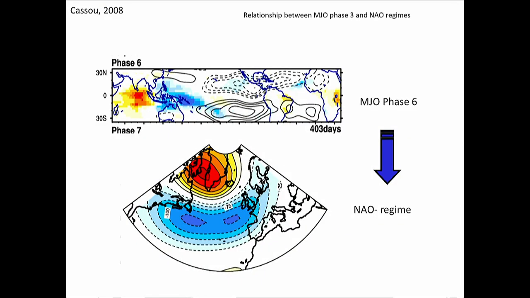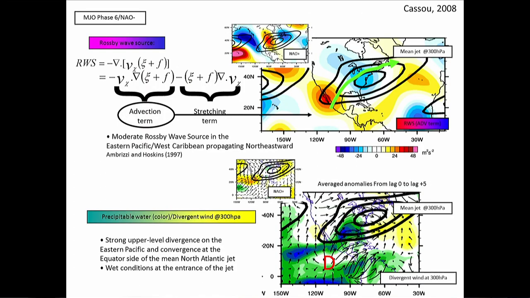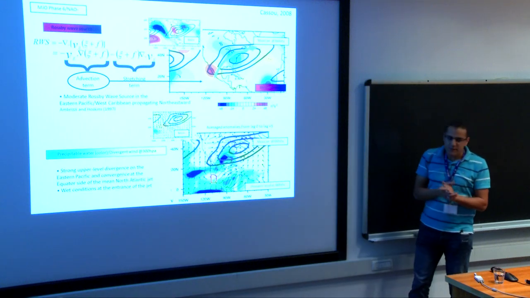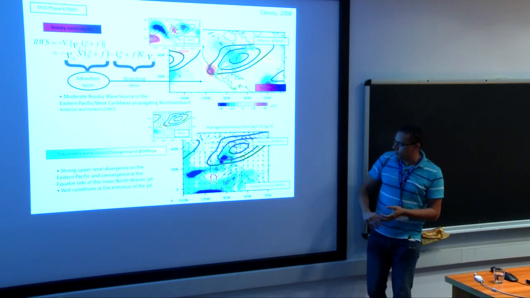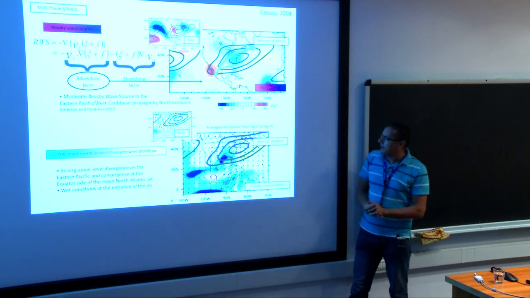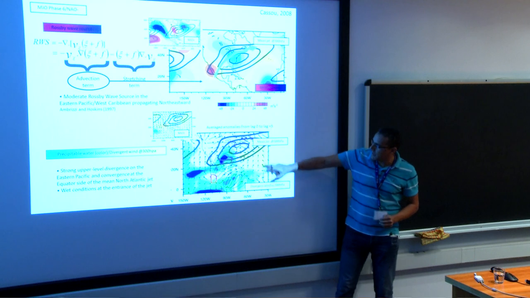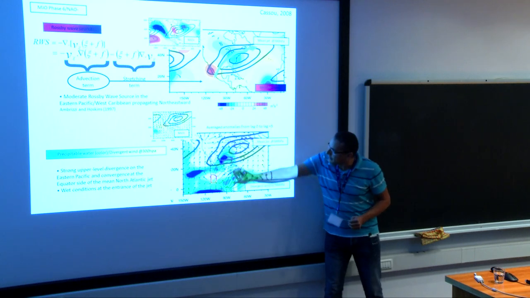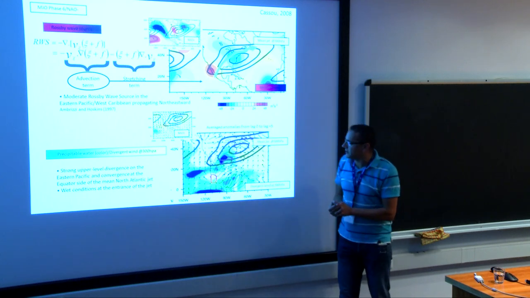For the MJO in phase 6, and its forcing of the negative North Atlantic Oscillation regime, we have some kind of opposite effect. So we plot the same thing here as before. So Rossby wave source, advection term. And like before, we have precipitable water, okay, and divergent wind. And here I plot this mid-latitude or North Atlantic jet.